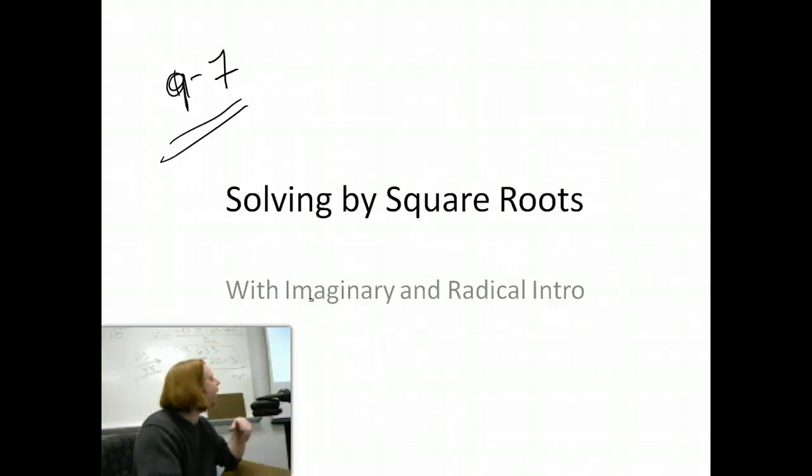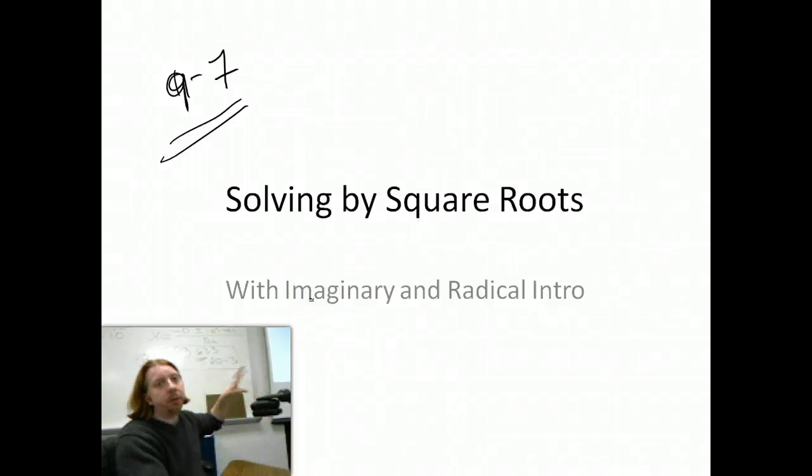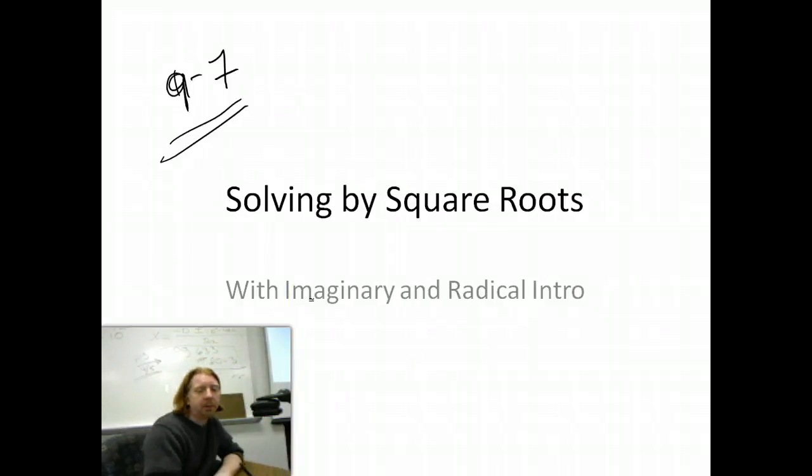So what we're going to do is start off by, before we get into solving by square roots, I want to talk a little bit about number types, specifically radical numbers, and do a little bit of an introduction to imaginary numbers. We'll see more of those at chapter 11, but I want you to have that tool available while we go through this stuff with solving by square roots.